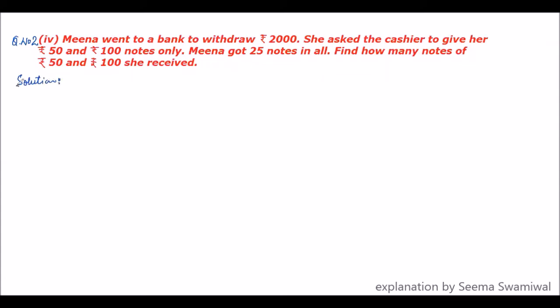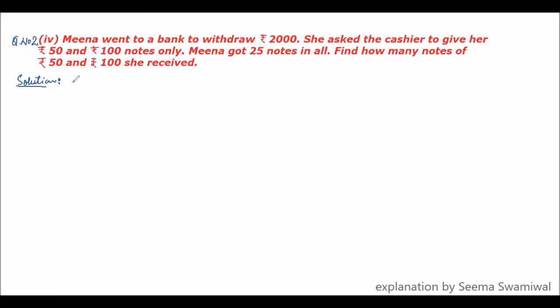Here it is given that Meena went to a bank to withdraw rupees 2,000. She asked the cashier to give her rupee 50 and rupee 100 notes only. Meena got 25 notes in all. Find how many notes of rupees 50 and rupees 100 she received. So children, two things you have to take care of. How many notes are there in total?